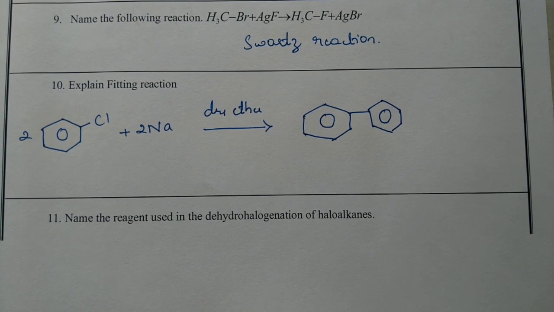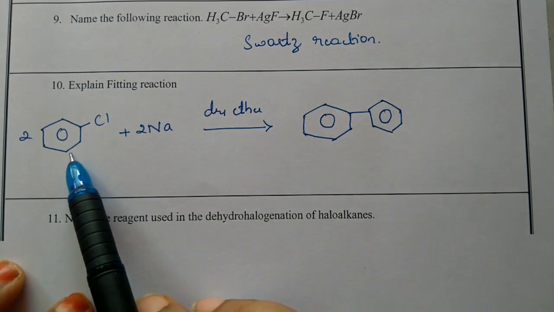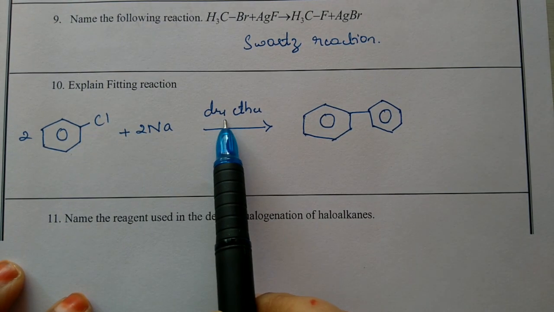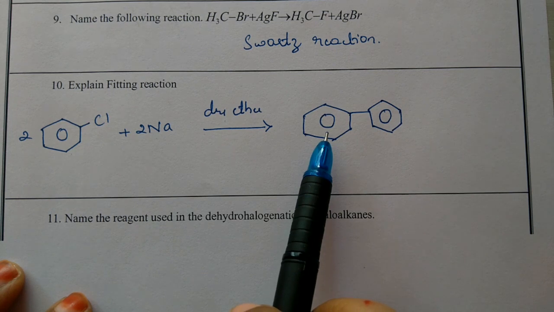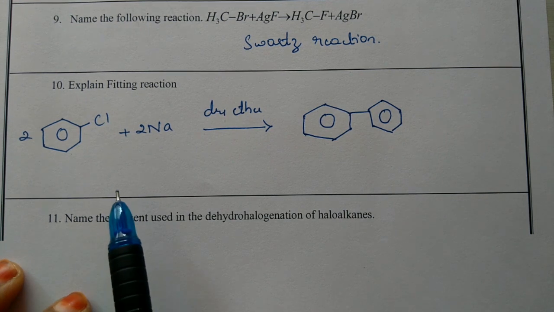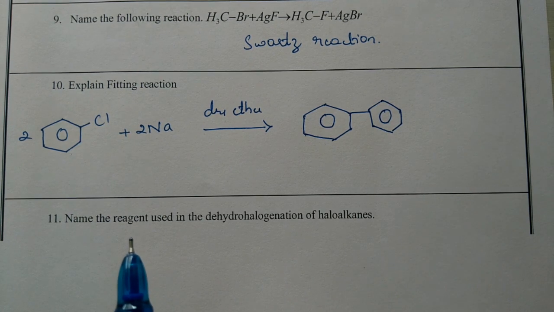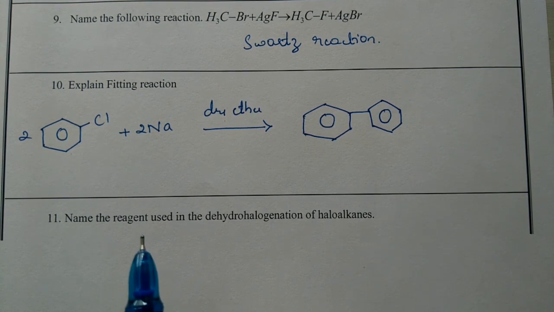Next question, explain the Fittig reaction. Wherever they say explain some reaction with an example or a general reaction, 1 mark is given for the explanation and 1 mark for the reaction. In the case of the Fittig reaction, an aryl halide is treated with sodium in the presence of dry ether to form diphenyl. That is called the Fittig reaction. Likewise for other reactions also, if a reaction is asked for 2 marks, it is understood that 1 mark is for the explanation and 1 mark is for the reaction.